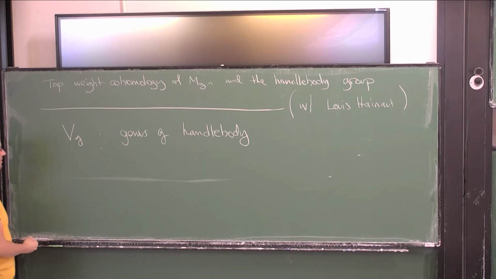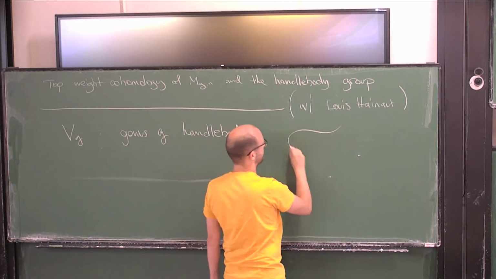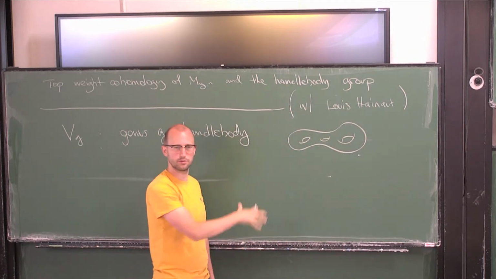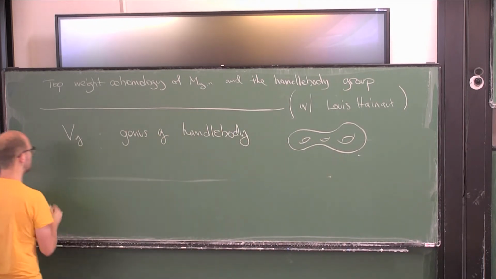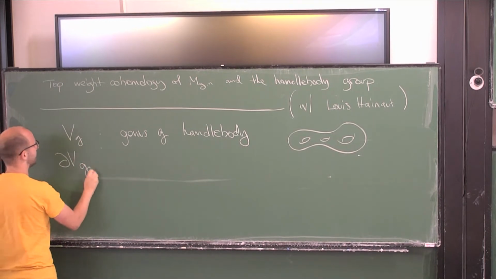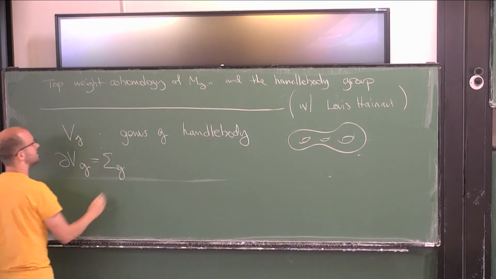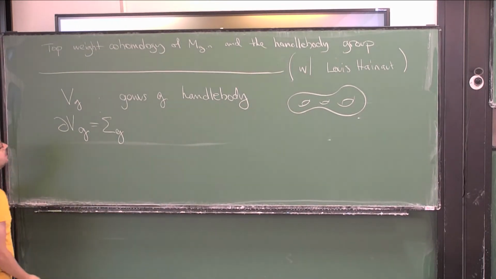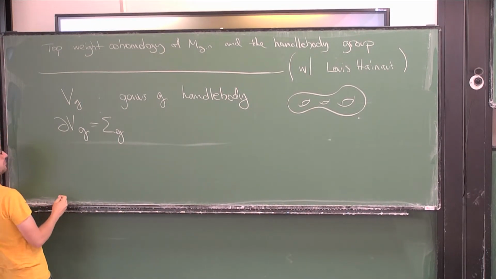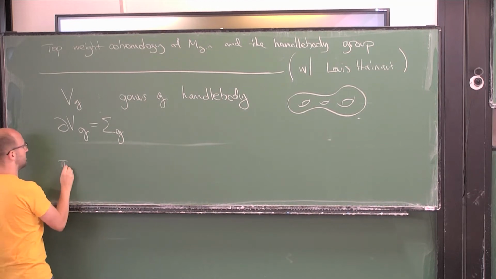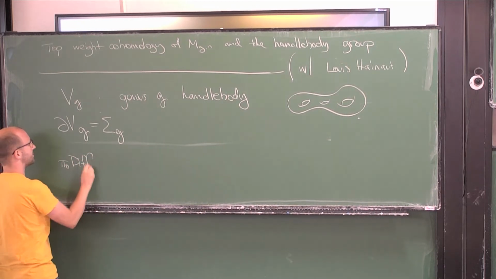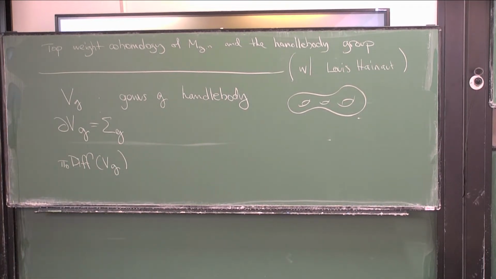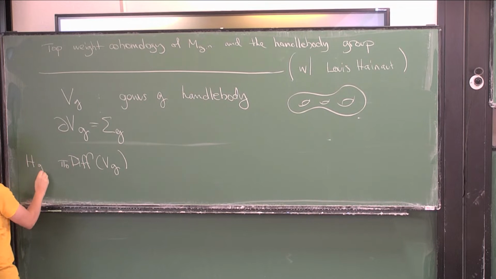Everyone knows what a handlebody is. It looks like this, but it's solid, it's filled, it's a three-manifold with boundary. And I'm going to write Sigma_g for its boundary, which is an oriented surface of genus g. And the handlebody group, which appears in the title, is pi_0 Diff of B_g. And I'm going to denote this group by H_g.